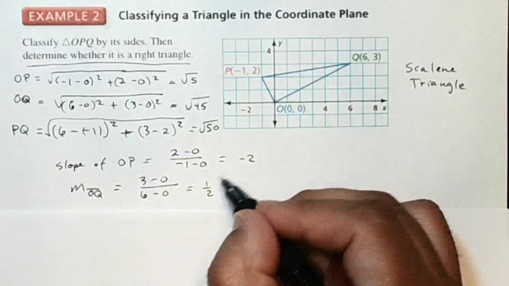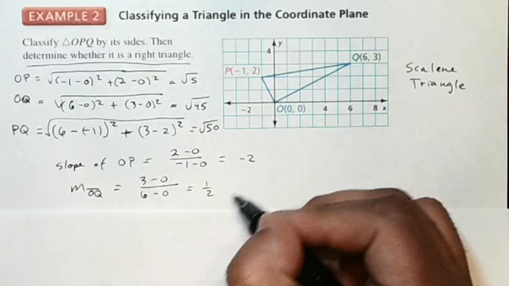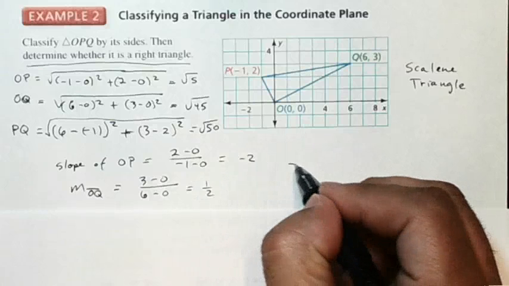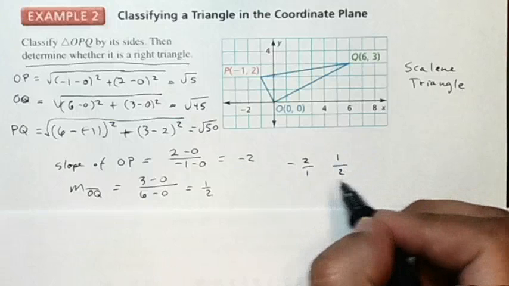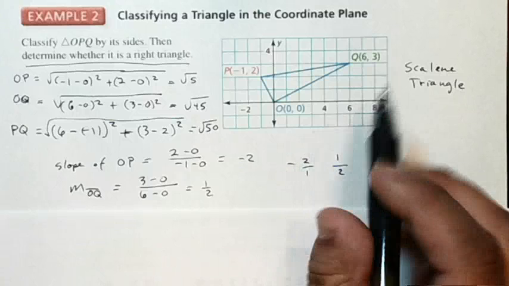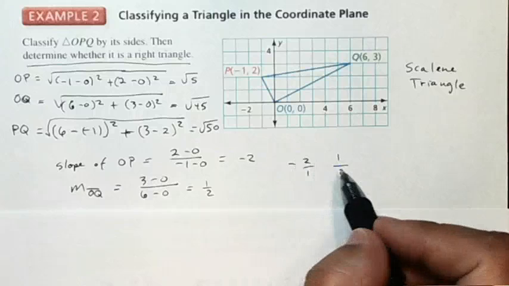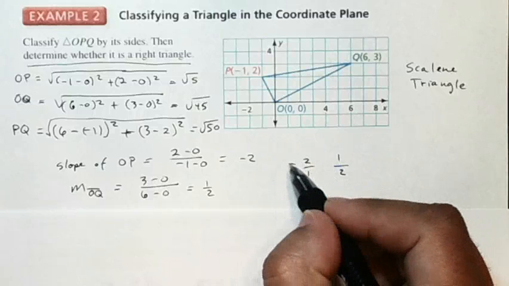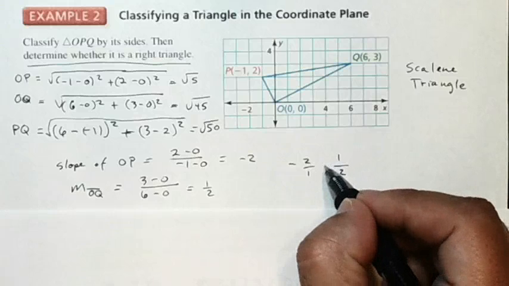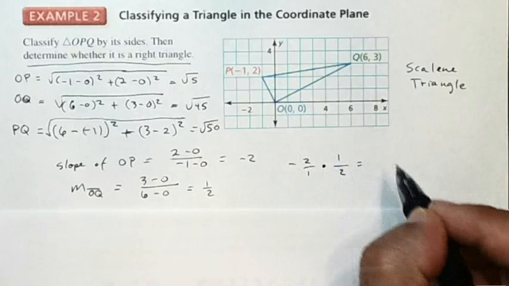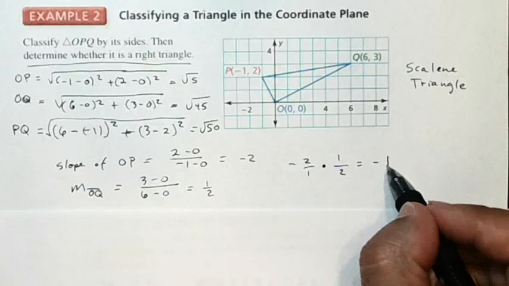Okay, and then I notice here that these are opposite reciprocals. I can put negative 2 over 1, and then I have 1/2. Remember that if you flip the fraction and the signs change, this one's negative, this is positive. They are opposite reciprocals. Also, you can remember that the product of these two, if you were to multiply these, you would get a negative 1.